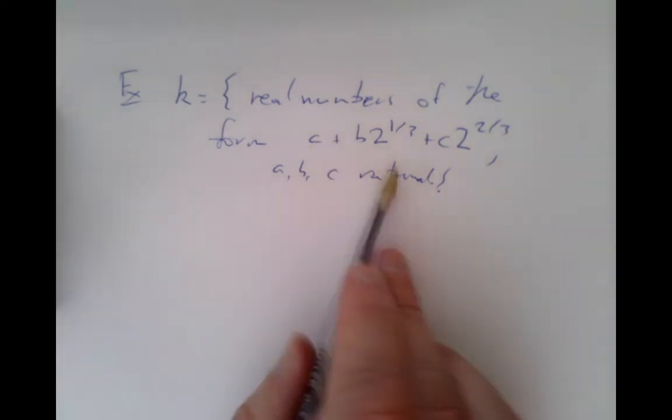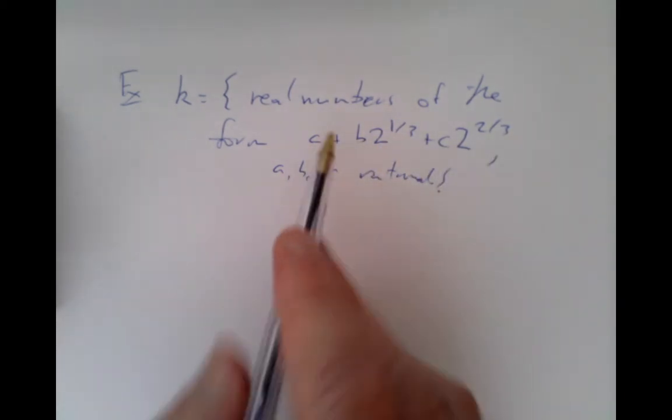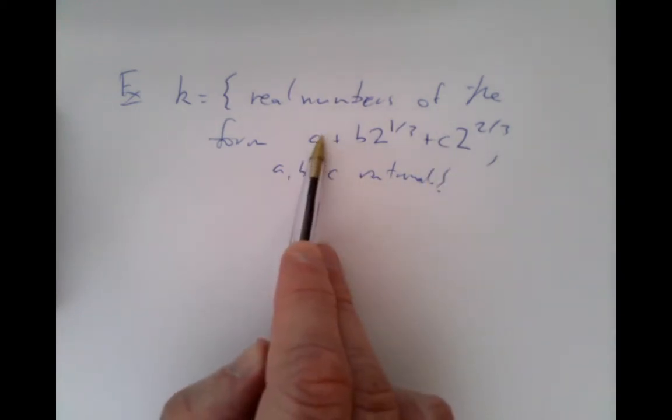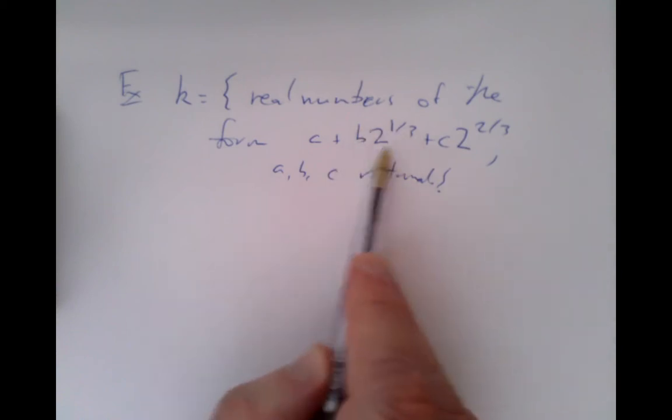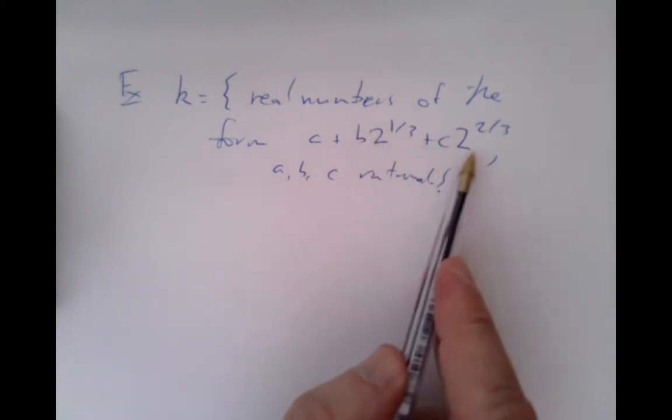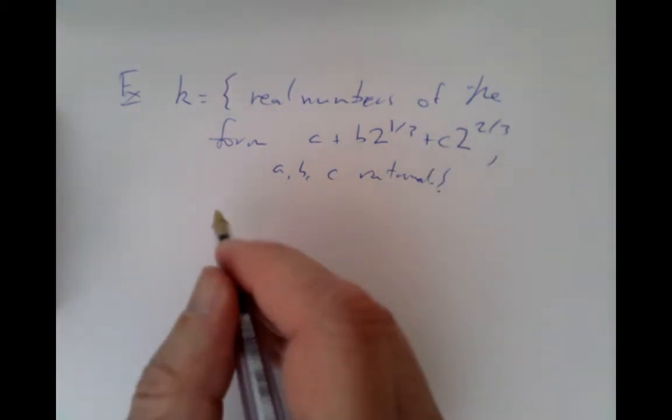Now, when you think about it, if you add two expressions like that, you obviously get another one. Some rational adds to a rational to give a rational. A rational times cube root 2 adds to another rational times cube root 2 to give a rational times cube root 2, and the same with this. So adding is obviously fine.